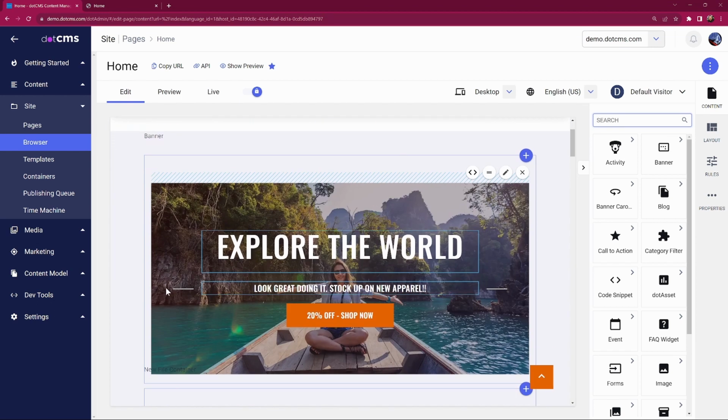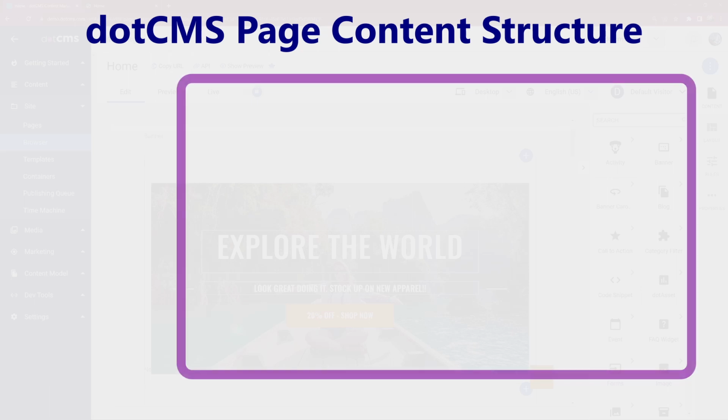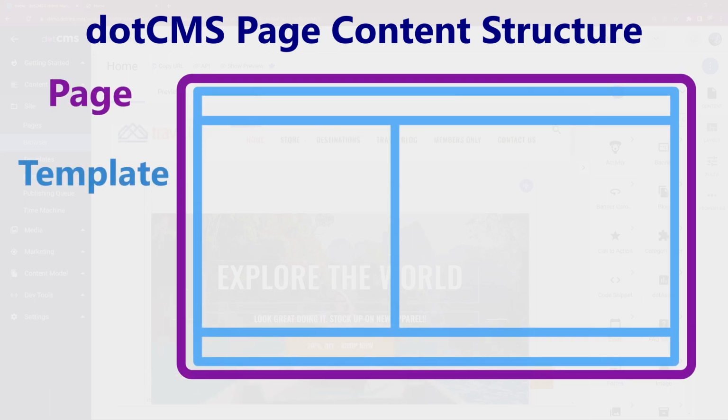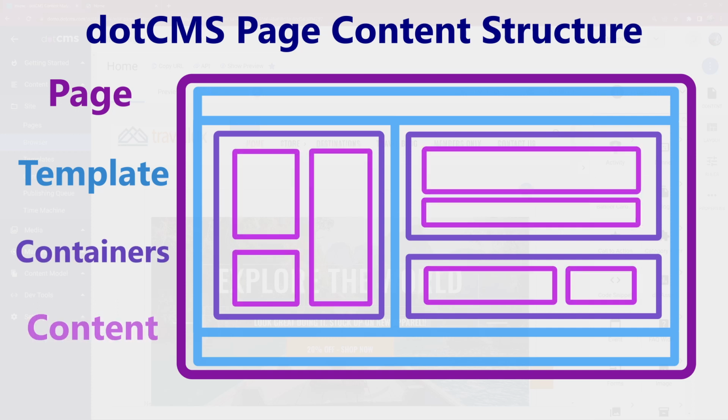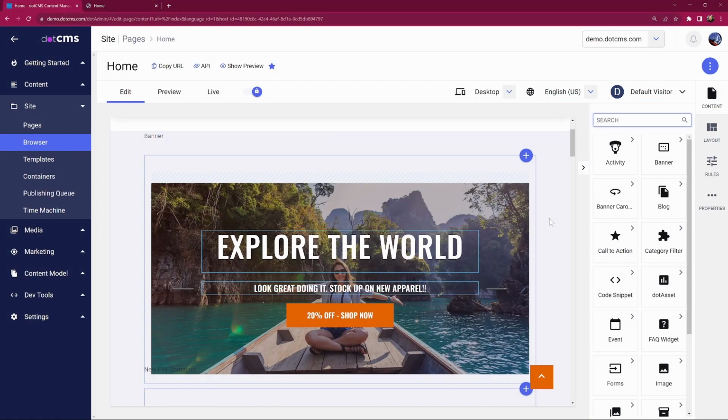Now you'll notice that we have these various boxes, and these boxes are what we call containers. Containers are what holds the content. So we have a page, and that page has a template, and that template has containers. And in those containers goes the content. Now, there are some other things here too.